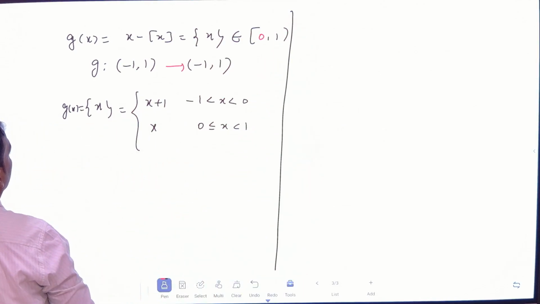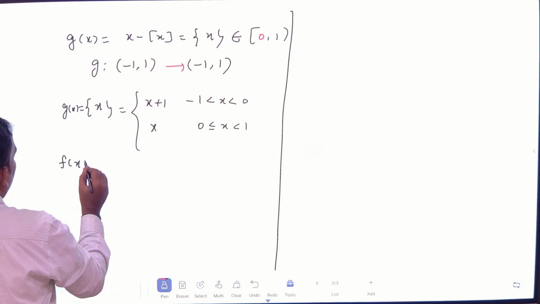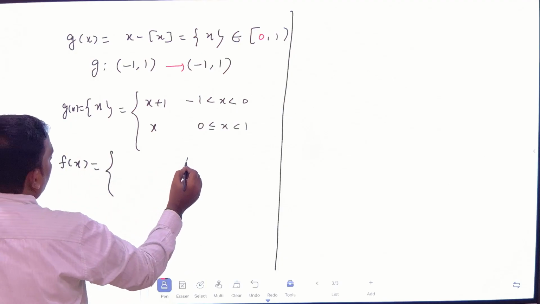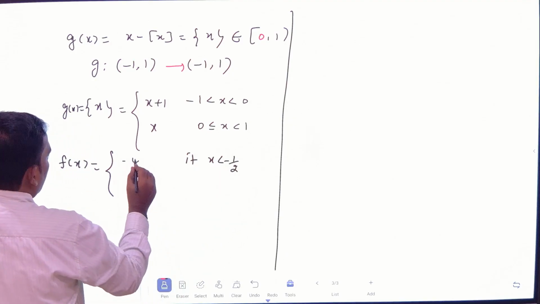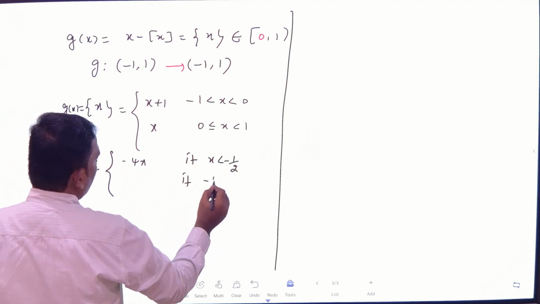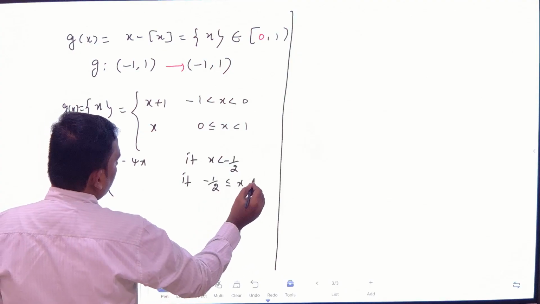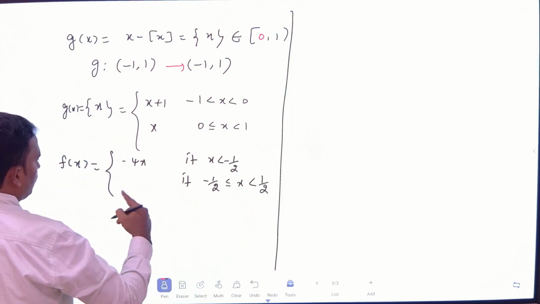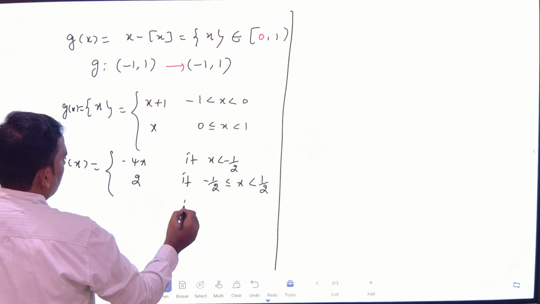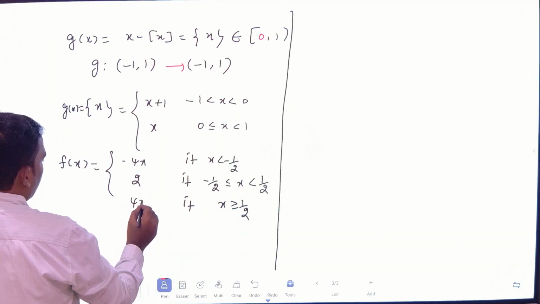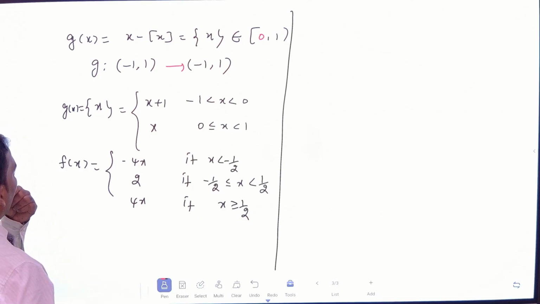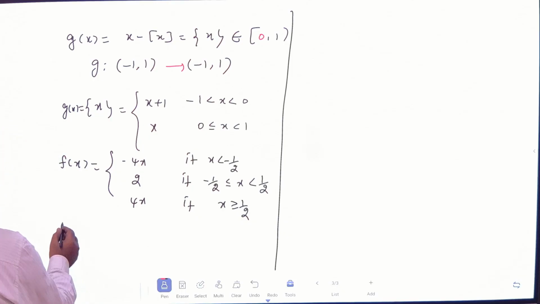G of x is there. Then f of x is what? We already discussed now. If x is less than minus 1 by 2, right? This is minus 4x. If x is from minus 1 by 2 to 1 by 2, it is 2. If x is greater than or equal to 1 by 2, this will be plus 4x, right? Okay, fine. Now you can find out f composition g of x.